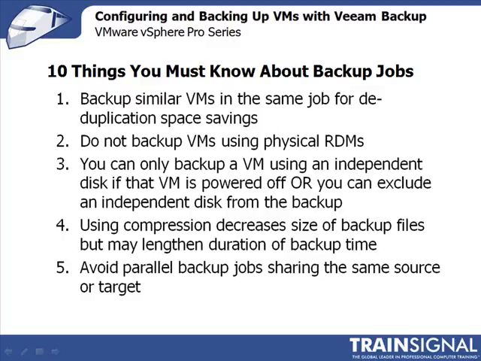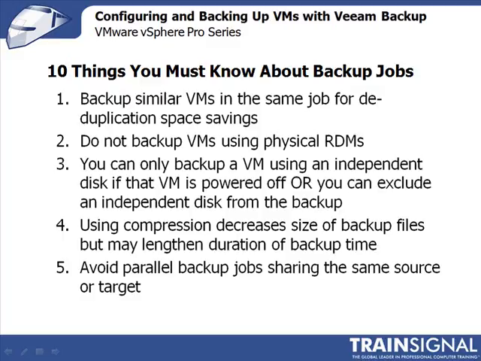Number 2 points out that we shouldn't back up virtual machines using physical RDMs. That's just a plain no, don't do that one. And in number 3, you need to know that you can only back up a virtual machine using an independent disk if that virtual machine is powered off, or you can exclude an independent disk from the backup when you create the backup job. Also, if you choose to use compression, that'll decrease your backup files, but it may lengthen the duration of the backup time.